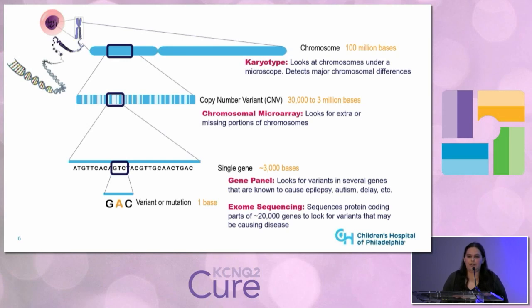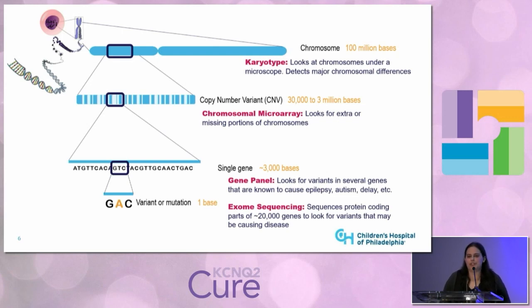And a gene panel is selecting a group of those genes that are associated with a given phenotype, like epilepsy or autism, and it's reading through those genes specifically and looking for small typos or misspellings in just those genes. Whereas exome sequencing is not just limited to a particular group of genes.